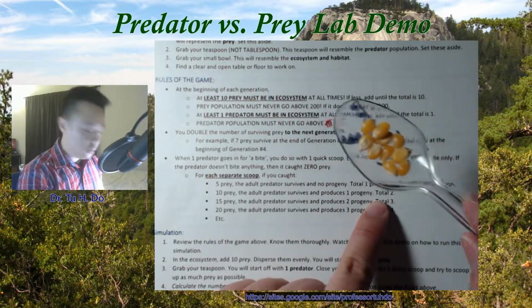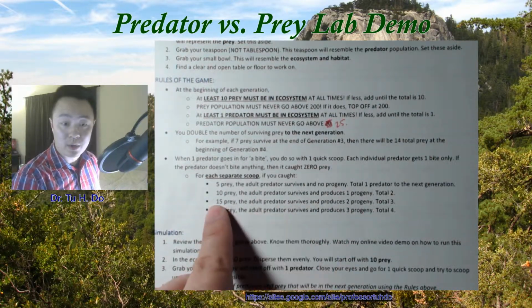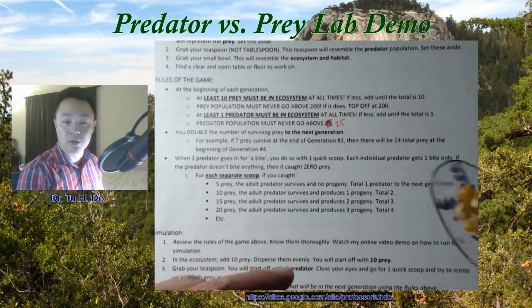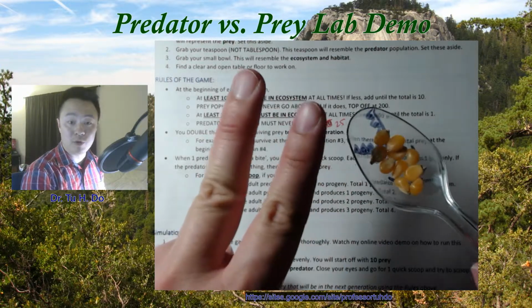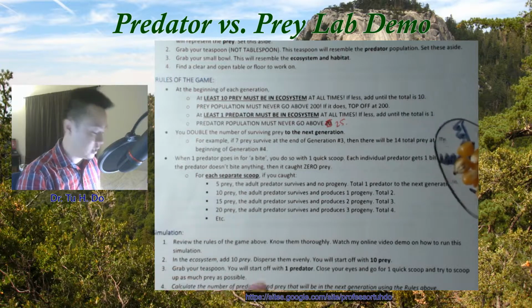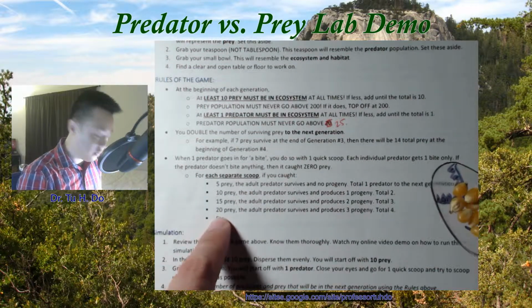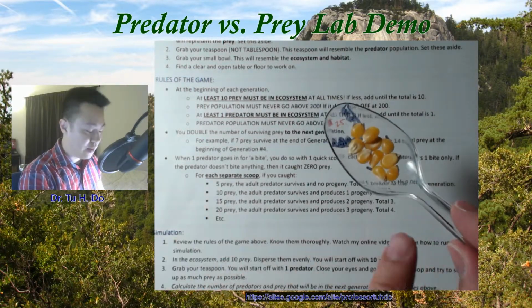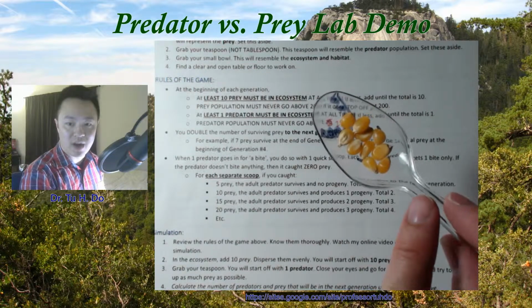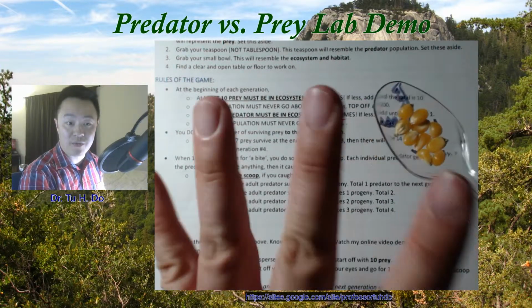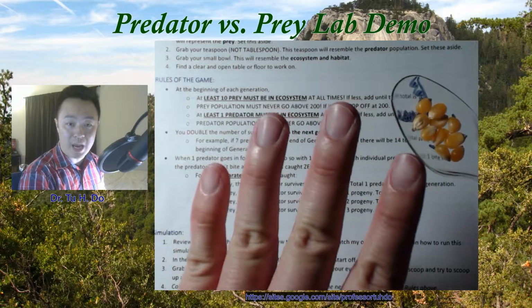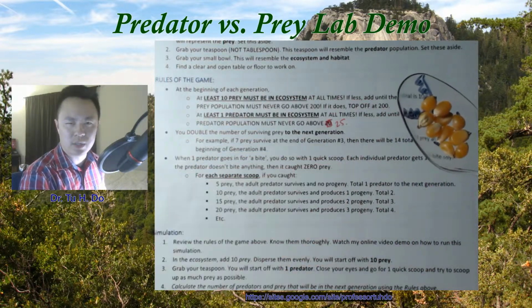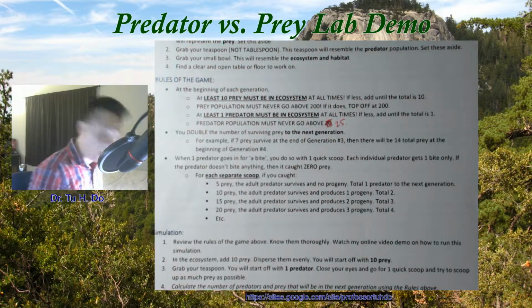And then if the spoon captures 15 prey, then a total of 3. The adult plus 2 more babies will go into the next generation. And then if you capture 20 in the spoon, that means that for the first 5, the spoon survives, and then you add 4 more babies to go into the next generation. And you'll see that run a little bit. Okay? And those are the rules.